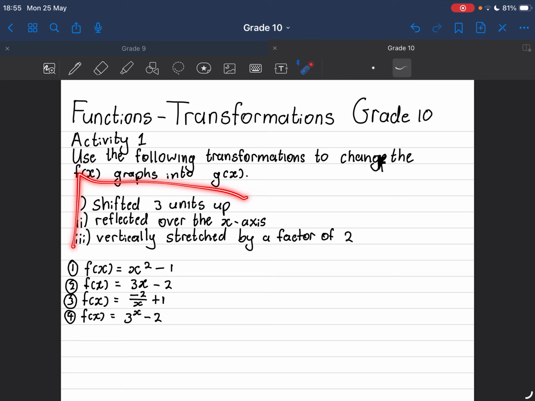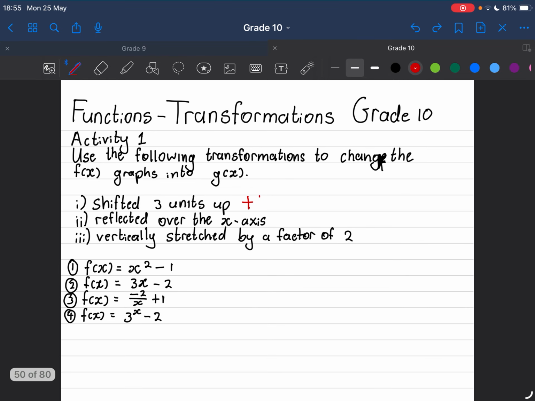Now, here are the transformations we're going to do. Shift it 3 units up. This is a translation. How do I shift something 3 units up? I add a value of q of 3 at the end. Alright. How do I reflect over the x-axis? I just put a minus at the front. And how do I stretch by a factor of 2? I just multiply by 2 at the front. So that's what we've seen from our previous notes, but let's see how that actually works.